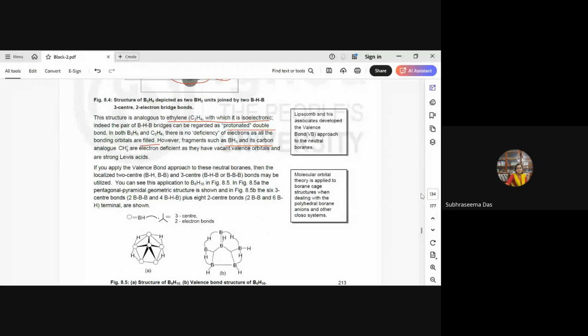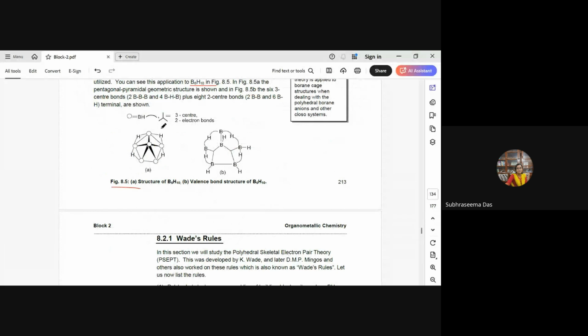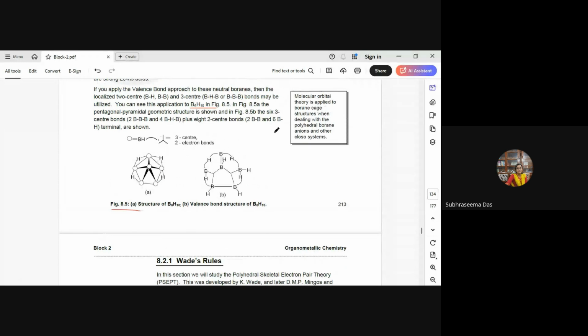Now, if we apply the valence bond approach to neutral boranes, then the localized 2 center and 3 center bonds may be utilized. So we'll apply this valence bond approach to B6H10, which is shown in figure 8.5. In figure 8.5a, the pentagonal pyramidal geometrical structure is shown, and in figure 8.5b, the 6 center bonds plus the 2 center bonds have been shown. So if we apply that, we can find the valence bond approach.